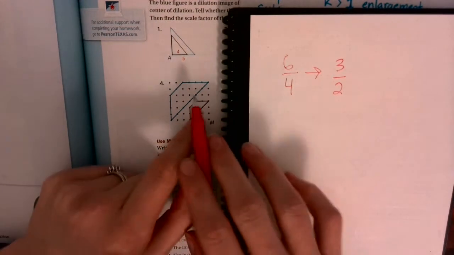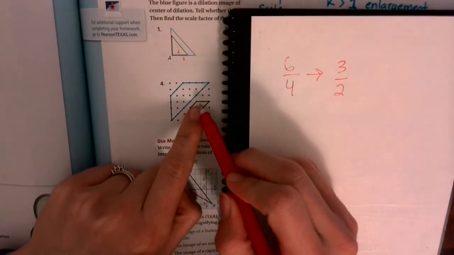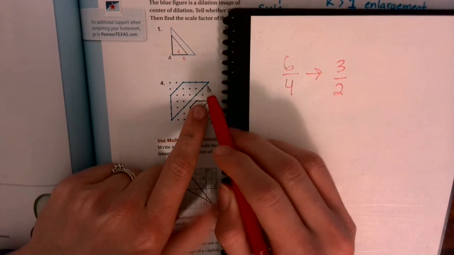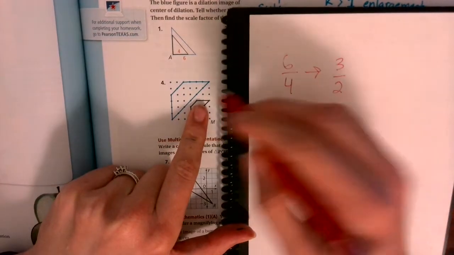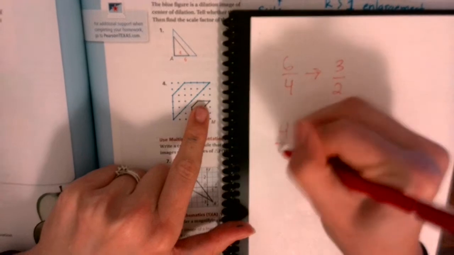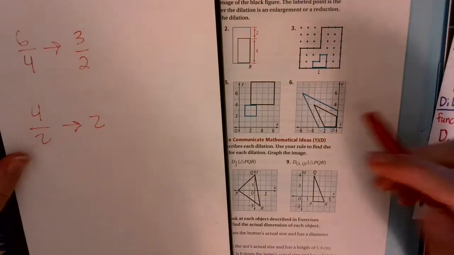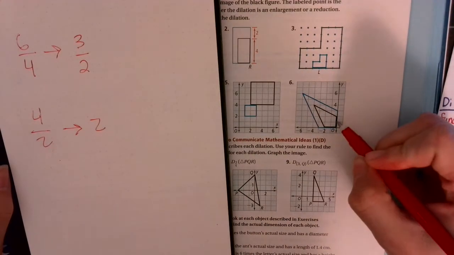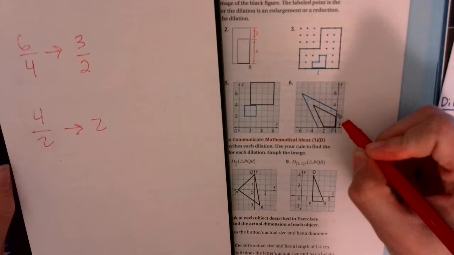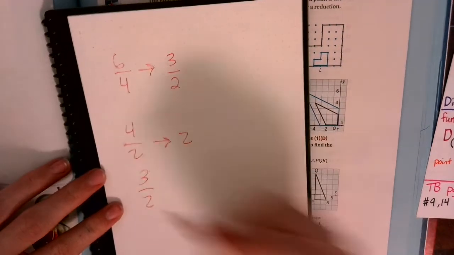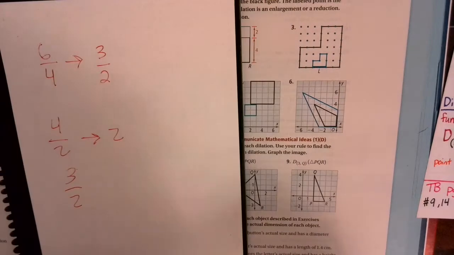That's my scale factor. On these types of ones, I would just pick a side to count. This length is 2, and we go from 2 to 1, 2, 3, 4. Very clearly, if I put image over pre-image, 4/2, that's a scale factor of 2. That's how we find scale factor here. Same thing on these ones, I could just count, that's 1, 2, and then it goes to 1, 2, 3. So I'd want to do 3/2 as my scale factor.